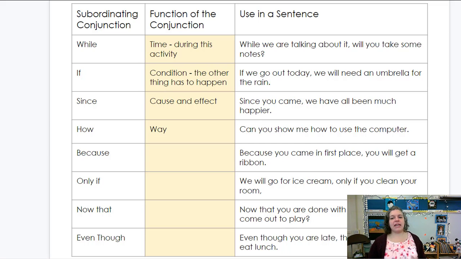How? "Can you show me how to use the computer?" So how is saying it's the way that things should be happening here.